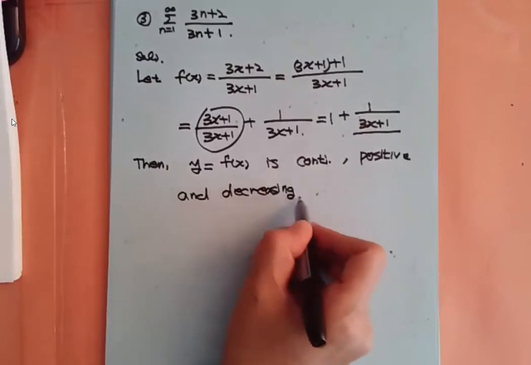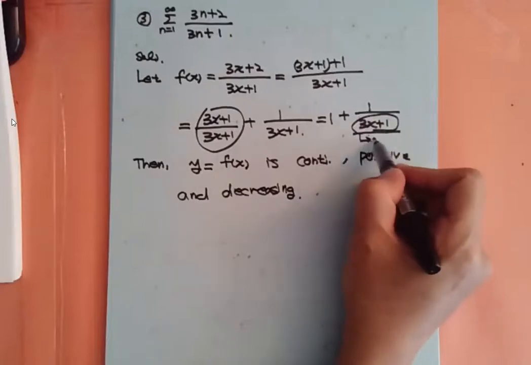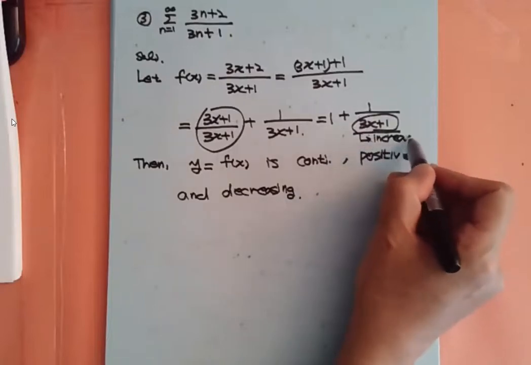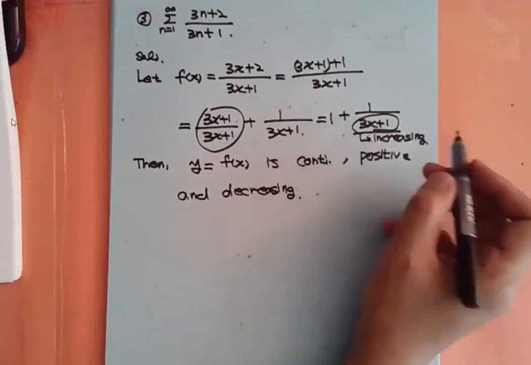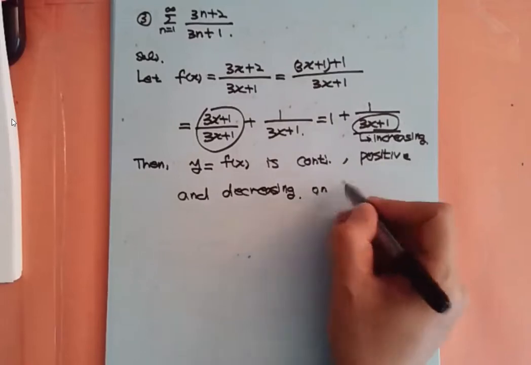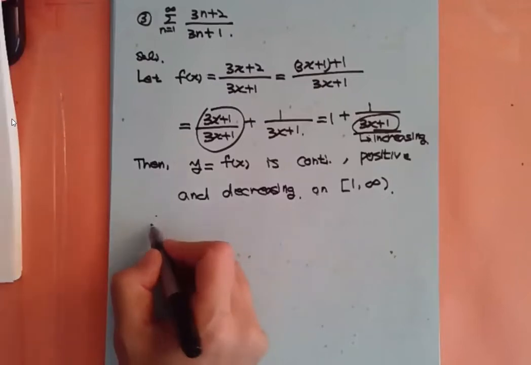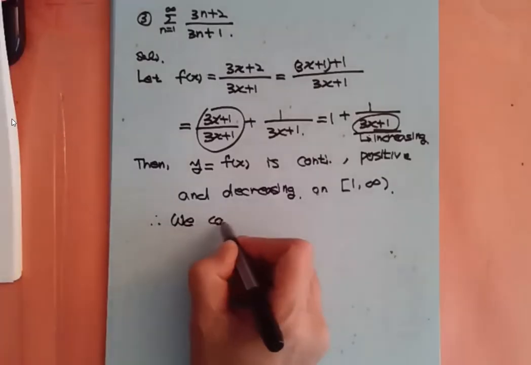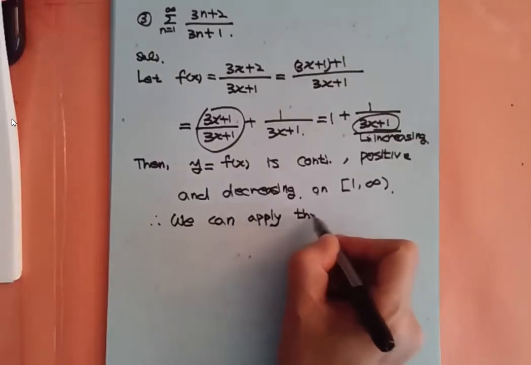Decreasing is very obvious because in 3x plus 1, this part is increasing. So 1 over that increasing part will be decreasing on 1 to infinity. So we can apply the integral test.